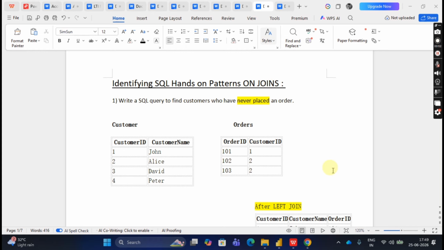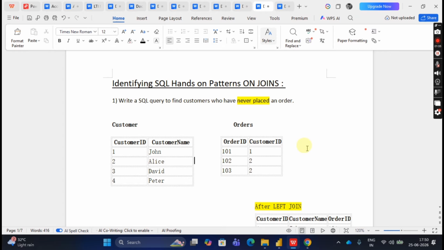In this problem, we should first identify what kind of join we should be using. There are four types of join: left join, inner join, right join and outer join, which we normally use. I'll tell you a pattern or trick to identify one kind of join. Whenever you see the word never or not in your SQL problem, like never placed, not ordered, or not placed, blindly go for left join.